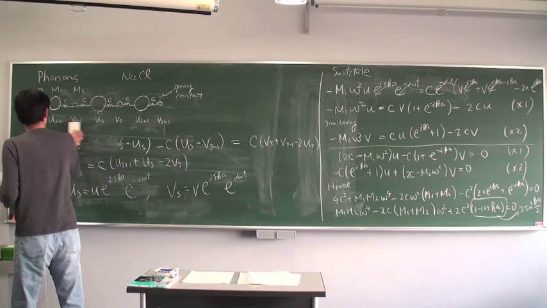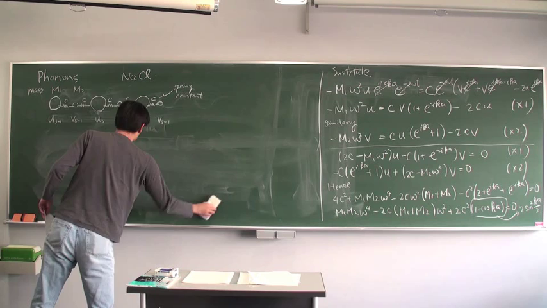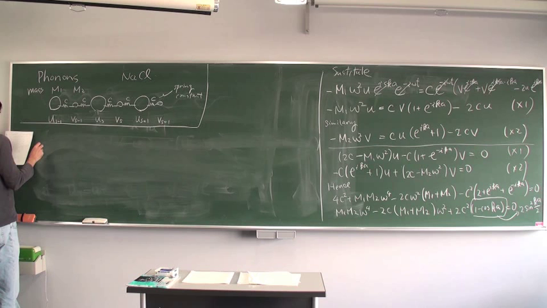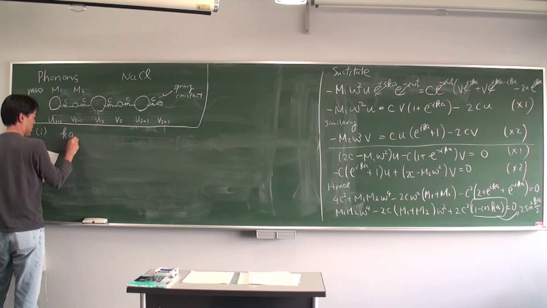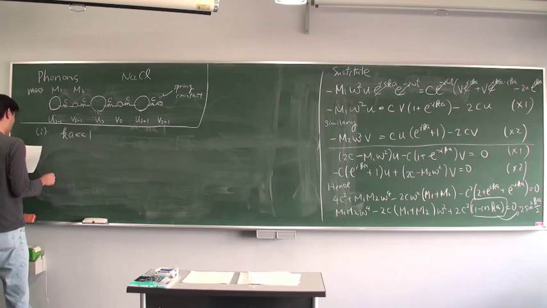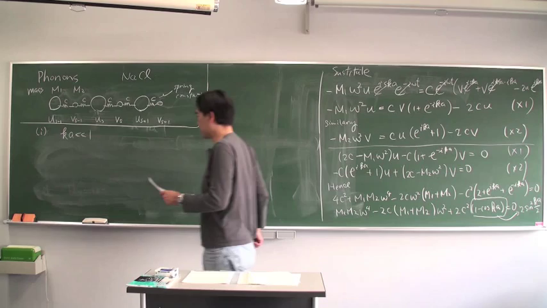So let's try to solve this for a limiting case. Limiting case one: Ka much smaller than one. Remember, this is a continuum limit. Then what we get is that, remember, this is just a Ka, right? The sine part we just become Ka.